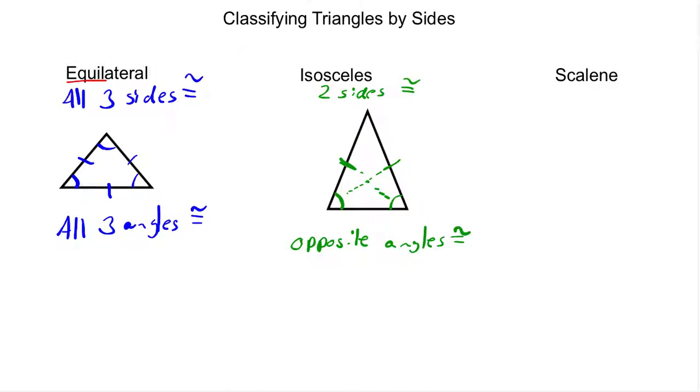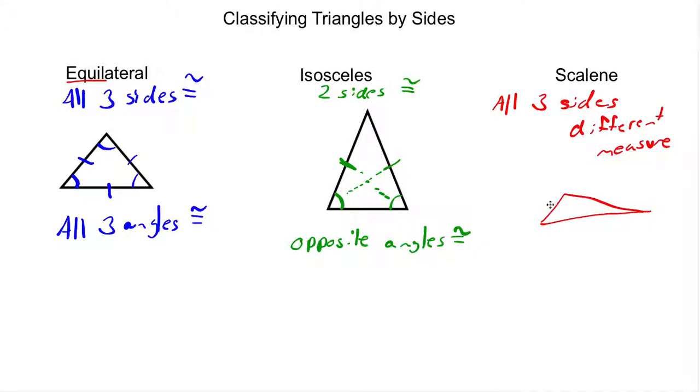Okay, and then finally scalene. Scalene is kind of the oddball. So all three sides have a different measure. So something like this. So there's 1, 2, and 3. So if all three sides have different measure, then yes, all three angles are also different measure.